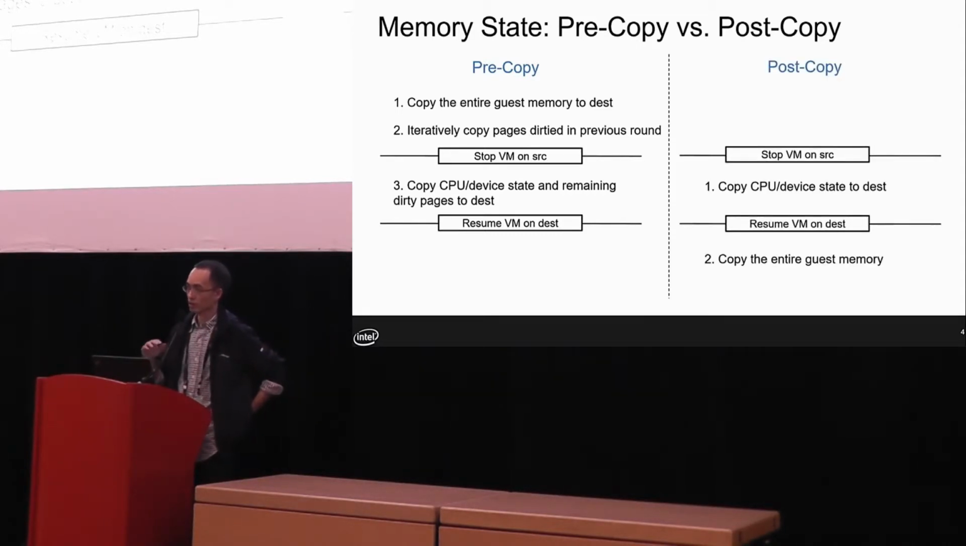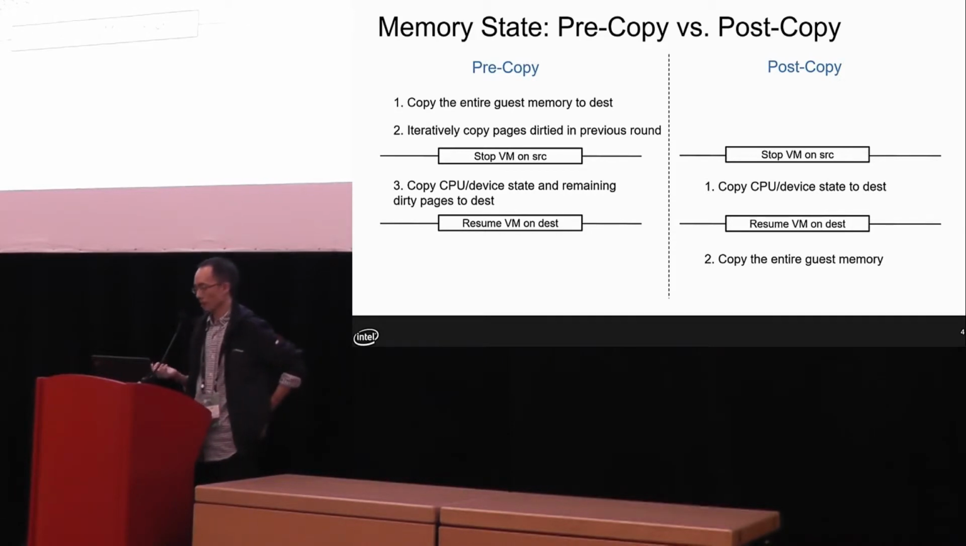Post-copy is another way. No memory is copied while the VM is running on the source side. Just stop the VM immediately on the source machine, and then copy the CPU state and device state to the target. After the VM is resumed on the target machine, the entire guest memory is copied from the source to the target. That actually involves two kinds of memory copy. One is that the source actively pushes the memory to the target side. The second is that when a vCPU fault happens, the target proactively pulls the memory from the source side.